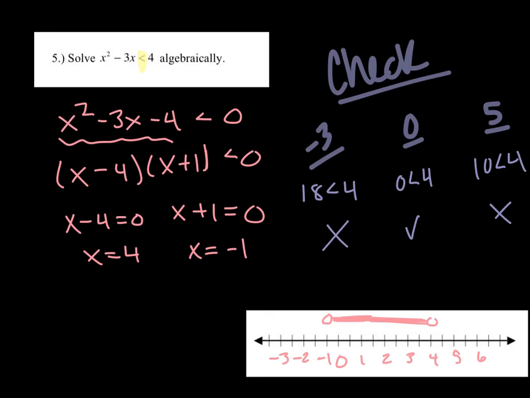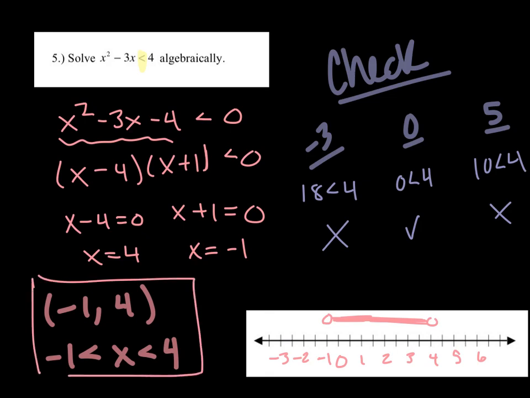So if you guys are trying to write it as a solution then, it would be from negative 1 to 4, but we're not including it, so we give it parentheses. As an inequality, x is greater than negative 1, but less than 4. So that's it. So remember, if it asks you to solve, you're giving me a solution set or an interval notation. You're showing me or writing the solutions down for the inequality.